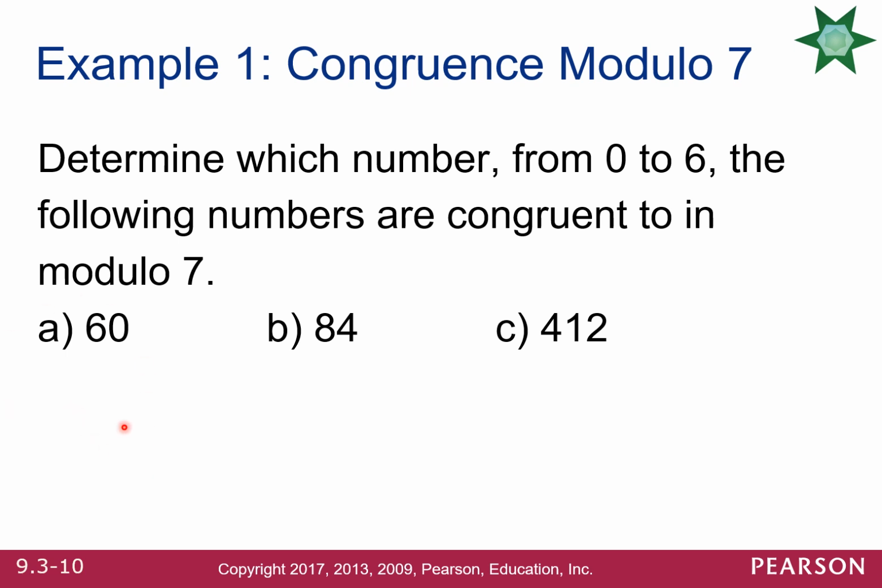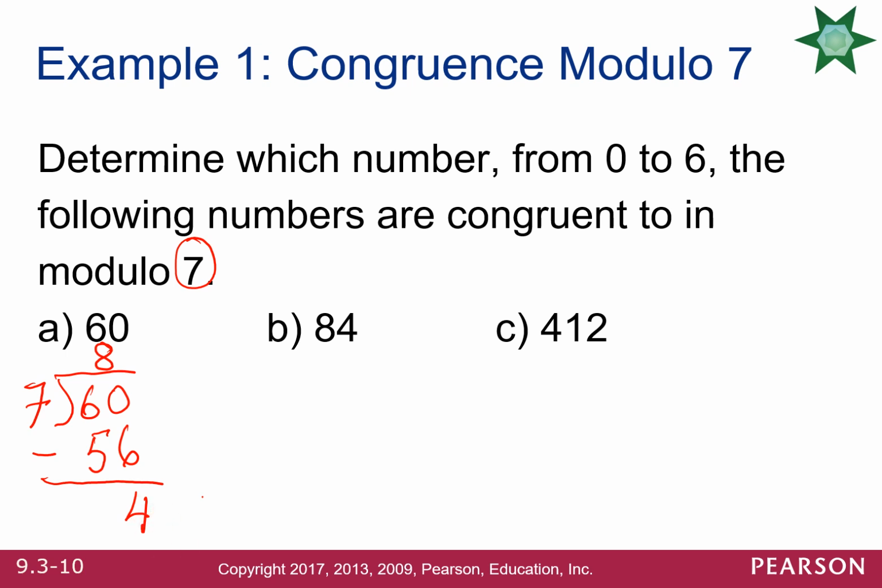So let's start with 60. I'm going to do 60 divided by 7. You divide by the modulo value, which is this 7 given to us. So 7 times 8 is 56, correct? So 8 goes in the quotient and then 56 below the 60, and you subtract. The remainder is a 4. So this 4 is going to be our answer that we are looking for, the remainder.